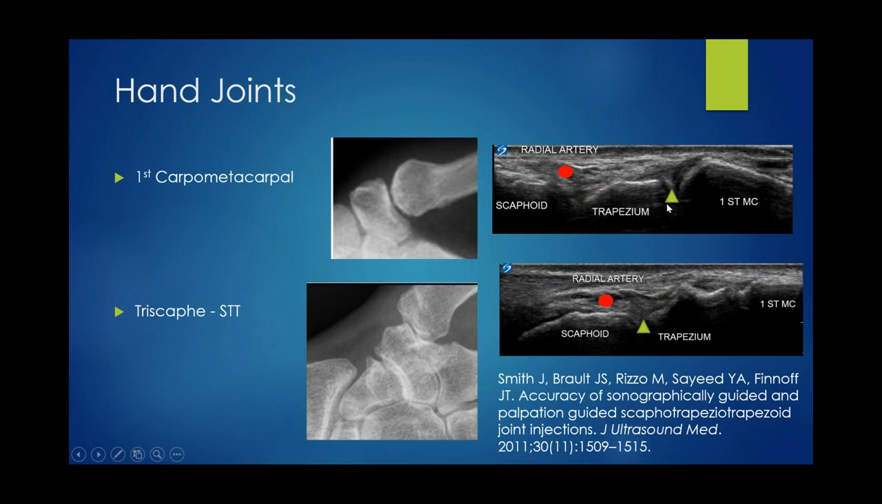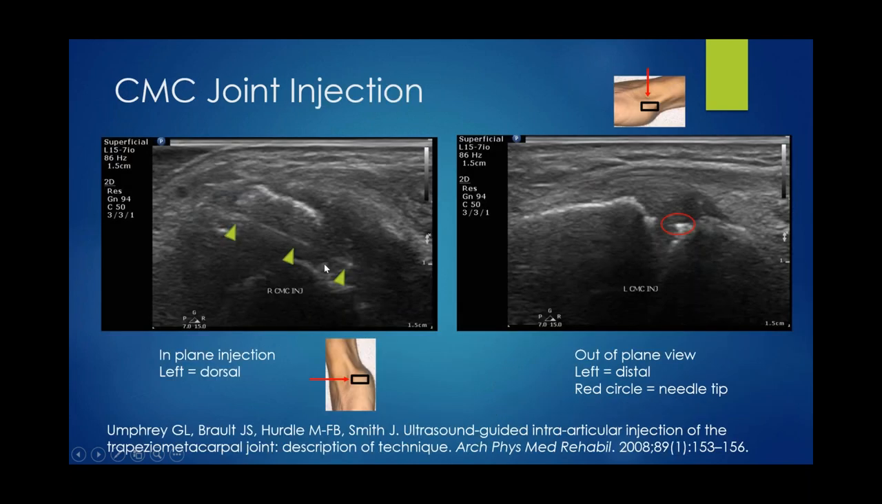Ultrasound is more commonly used for interventions where we would target the joints for injections. The CMC joint or the STT joint can be approached usually from a dorsal to volar direction. The left image here is an out-of-plane injection relative to the joint, but in plane with the transducer. This picture down here shows the location of the transducer. The red arrow would signify the direction of the needle moving from a dorsal to volar direction.